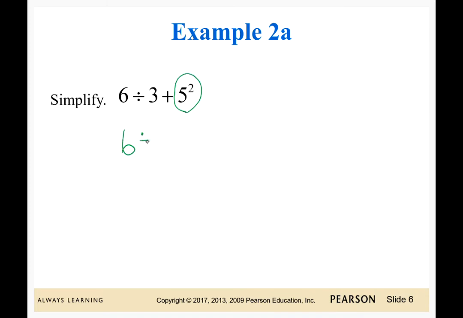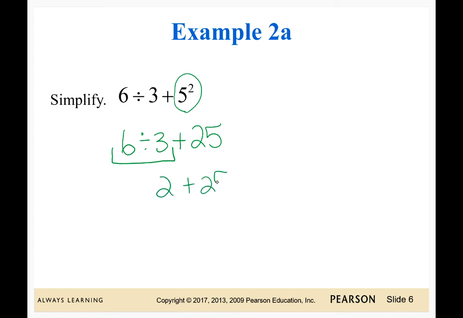So I'm going to rewrite the problem. And 5 squared I know is 25, right? 5 times 5 is 25. Okay, so I've done all the exponents. Then step number 3 says to do any division or multiplication from left to right. So I'm going to start at the left, and the first thing I see is a division problem. So that's what I'm going to do first. 6 divided by 3 is 2.